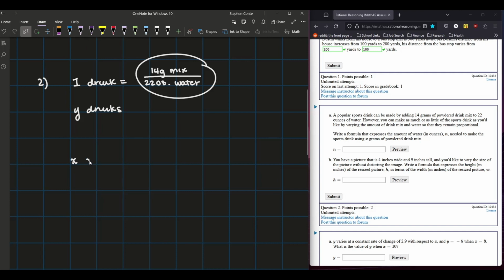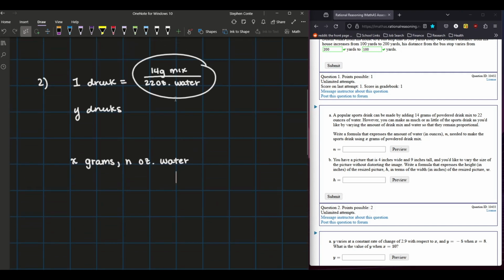value X, which is grams of mix, some random value X. If I put in some random number of grams of the mix, how much water do I have to then put in to keep this ratio of 14 grams over 22 ounces? And then vice versa, right? I need to know what happens if I put in some random value N ounces of water. How many grams do I need to maintain this ratio?